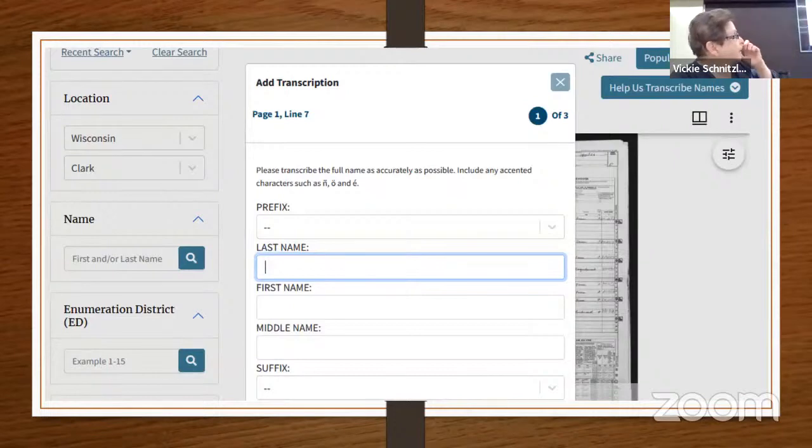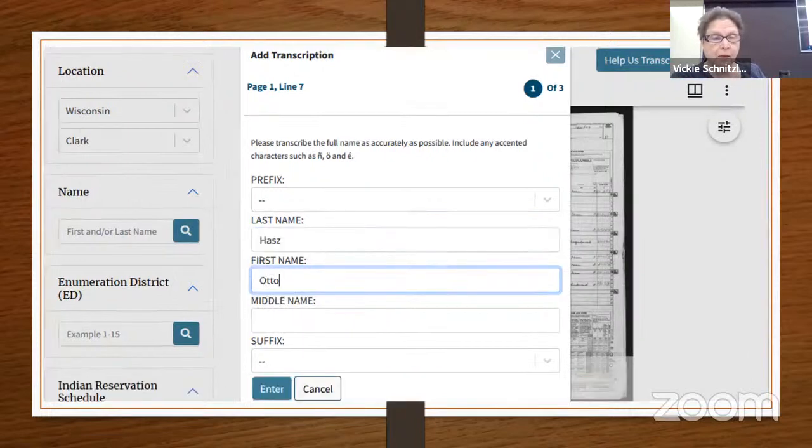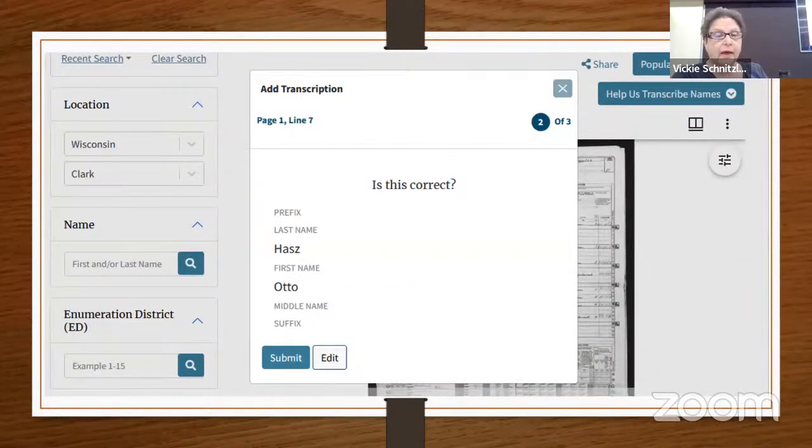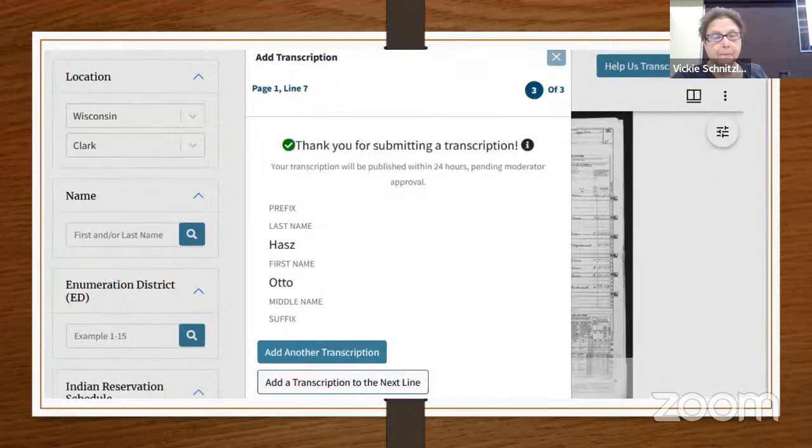tab button. And this slide comes up. It asks for a prefix if it says Mr. or Mrs. or whatever. He didn't have that. It just had his last name, which is what needed to be fixed. So I put in the correct spelling, next. And I put in his first name also, and then I hit enter. Next slide. And it asked me if this is the information that I wanted to submit. And I hit submit again. Next slide. And it said, thank you for submitting the transcription.